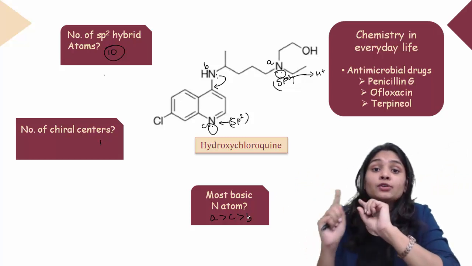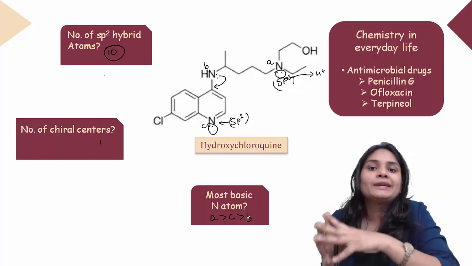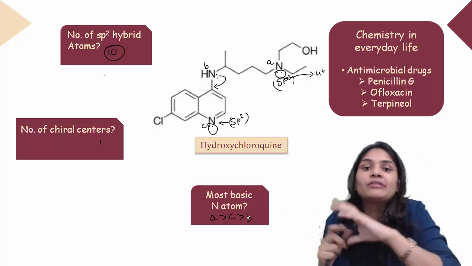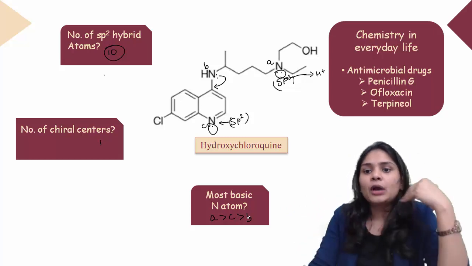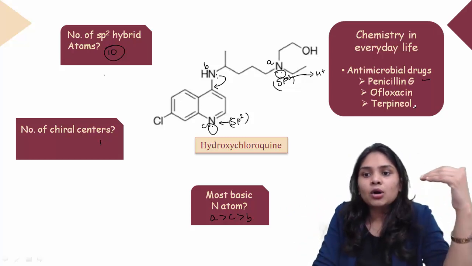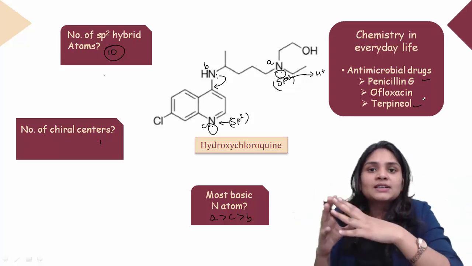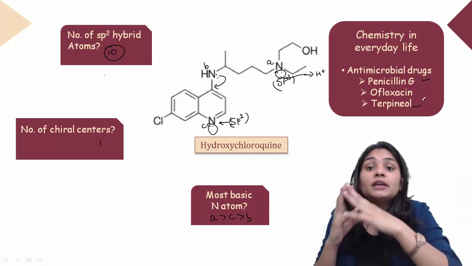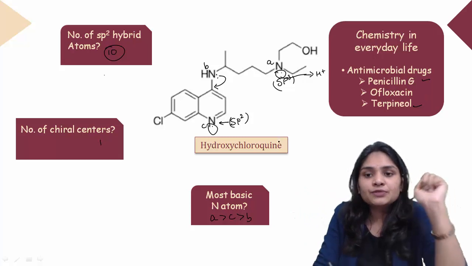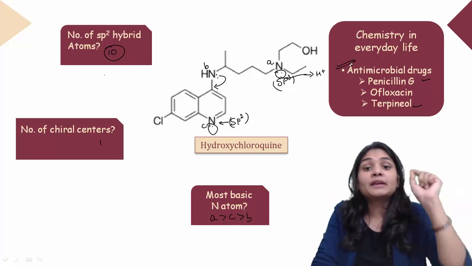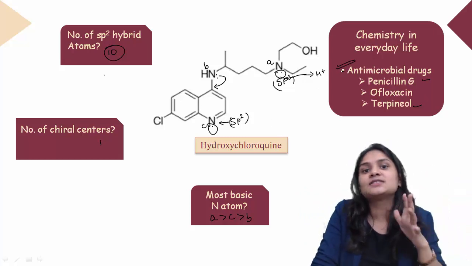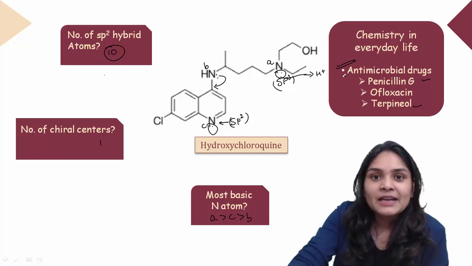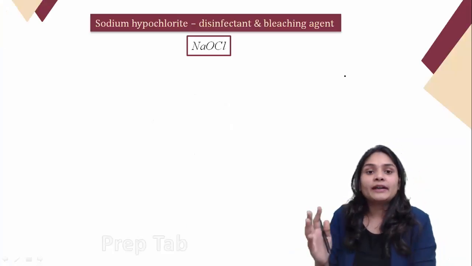This can be related to your antimicrobial drugs that is in your chemistry in everyday life chapter. You have penicillin G, terpineol. So a lot of drugs are there and their structures are there in chemistry in everyday life. Search for this topic. This topic is important for this year's JEE and NEET. Okay, now let us move ahead.